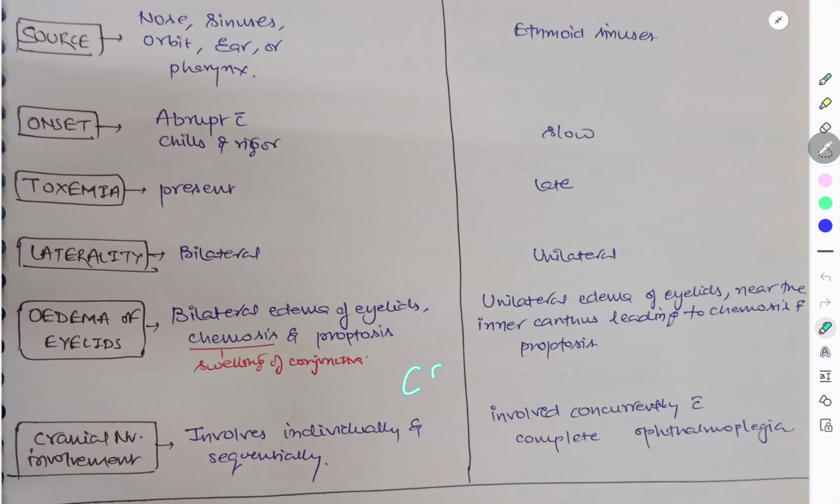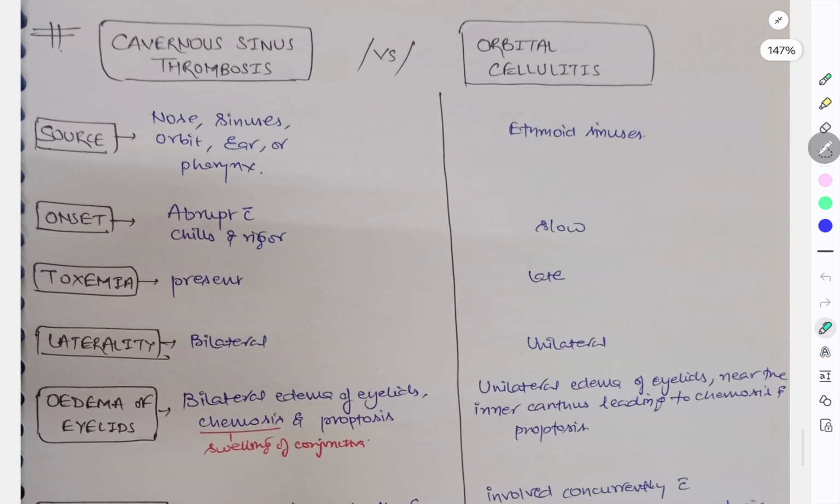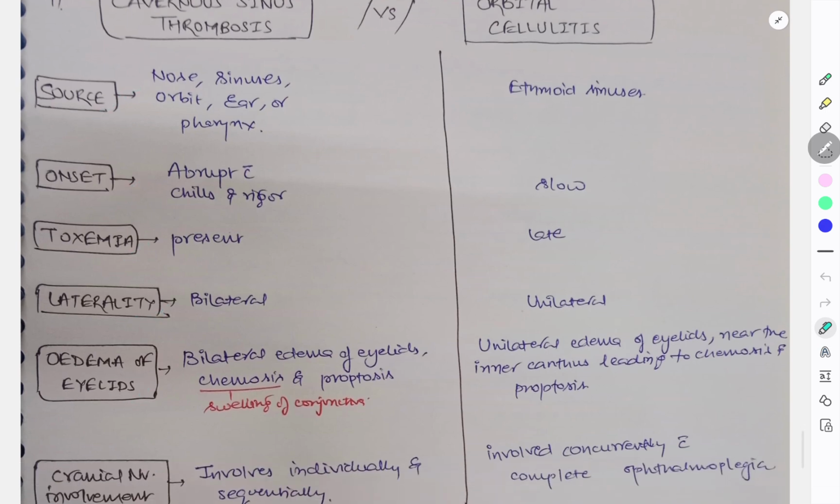Here, cavernous sinus thrombosis involves the cranial nerves individually and sequentially. There is a sequence of involvement. But in orbital cellulitis, the cranial nerves are involved concurrently, with complete ophthalmoplegia. So this was a little difference between cavernous sinus thrombosis and orbital cellulitis depending upon the source, onset, toxemia, laterality, edema of eyelids and involvement of cranial nerves.